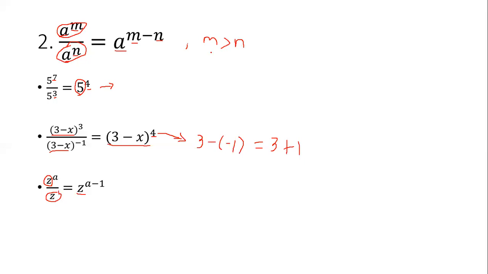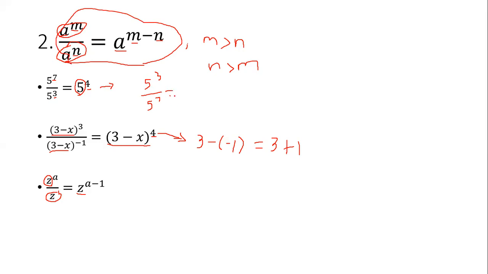Yun po yung negative na exponent. Magkakaroon po tayo ng negative kapag yung n ay greater than m. Say for example, ito baliktad. So magiging 5 cube divided by 5 raised to 7. So if you're going to follow this rule, itong rule na yan.